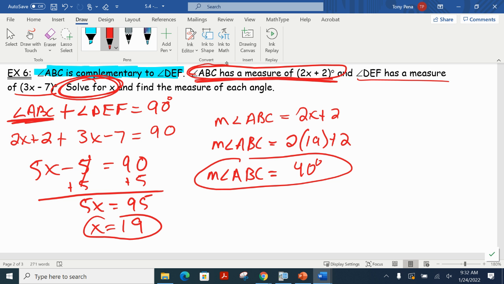The next one we do not need to plug in, correct? What do we know right away? The measure of angle DEF would then have to equal, without having to do all substitution, Armando... Good, because they have to add up to be 90. So once I know one of them is 40, the other has to be 50. All right.